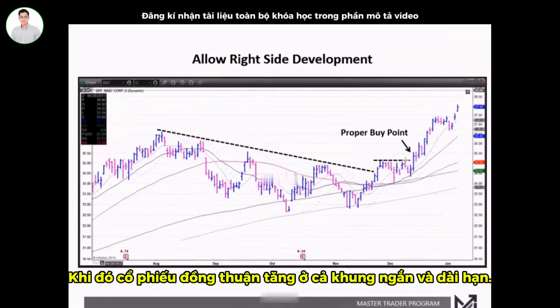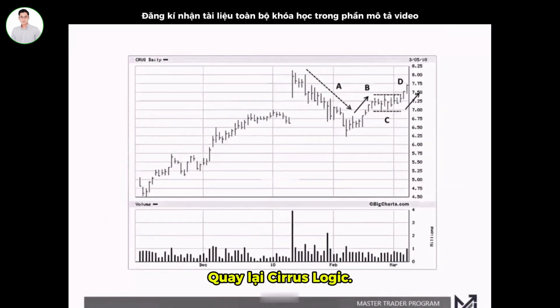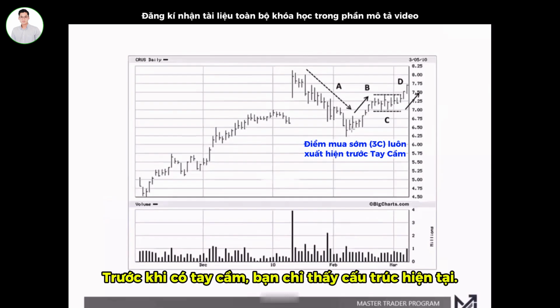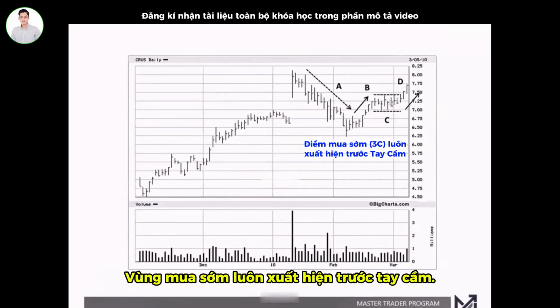That's when the stock is now in a new uptrend on the intermediate term level and the short term basis, in already a stage 2 uptrend. Let's go back again to Sarah's logic. So let's say we didn't have the benefit of looking at the handle phase and seeing the cheat. Well, this is what we would see before we get to the handle. Remember, the cheat has to come before the handle.